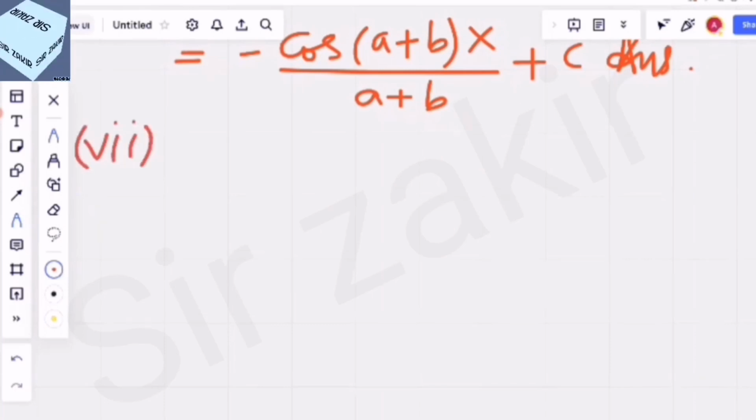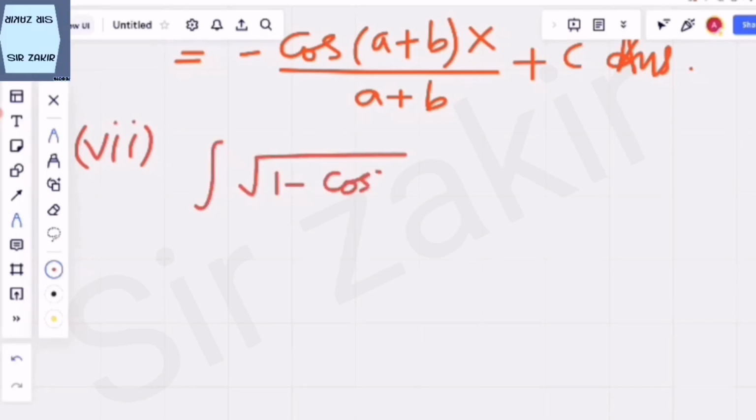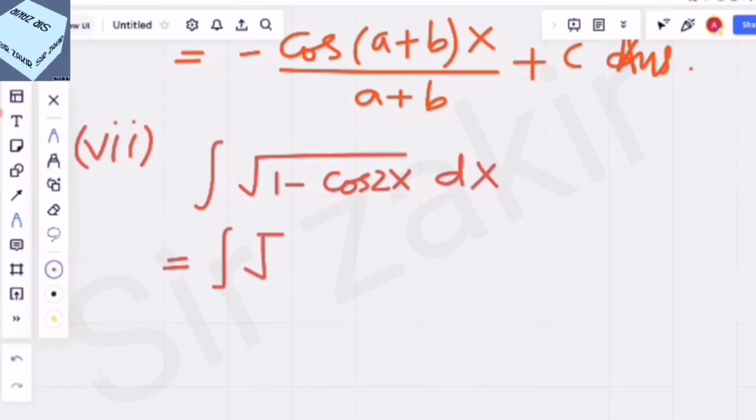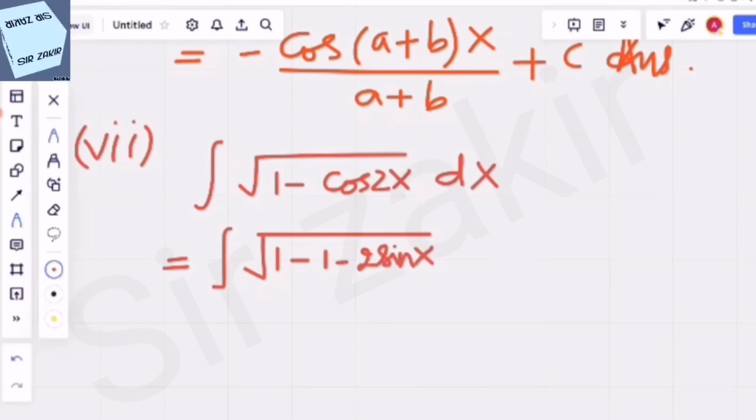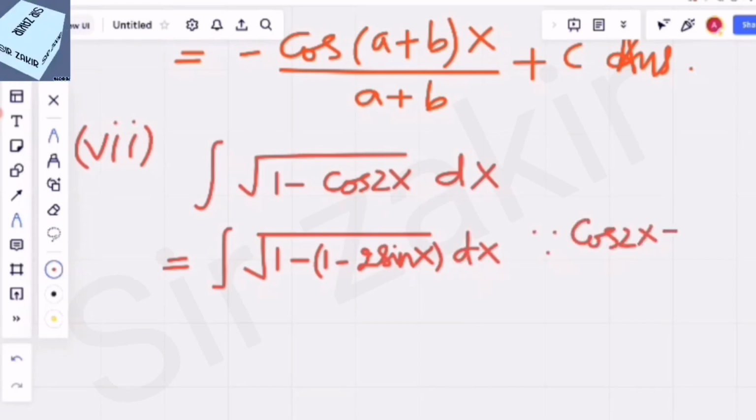Then we have part number 7. What is part number 7? Part number 7 is the integration of square root of 1 minus cos 2x dx. Now again it doesn't match with those basic forms. We will have to transform it. So in place of cos 2x we can write 1 minus 2 sin^2 x.